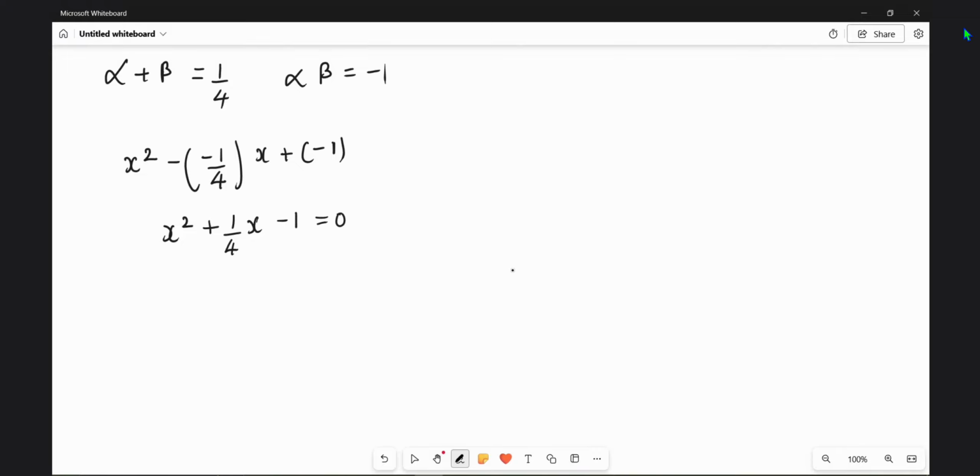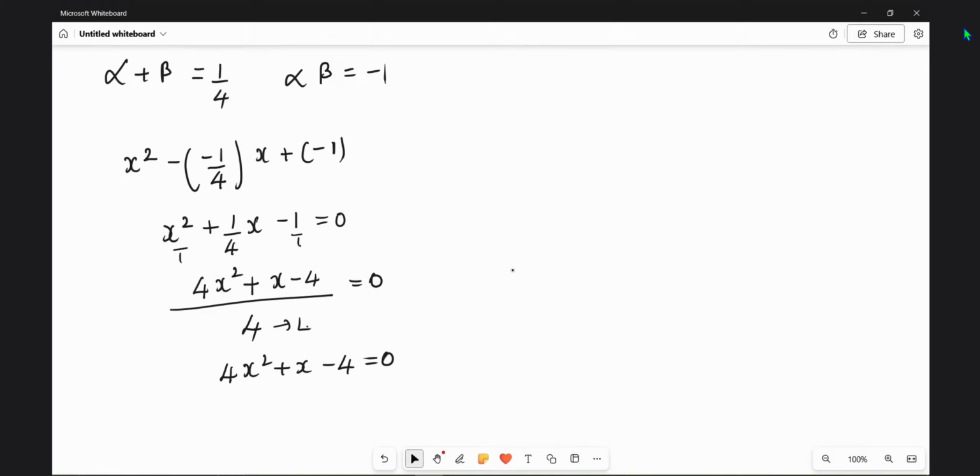You can keep it as it is. Or if I take the LCM for 1 and 4, it will be 4, right? So LCM by the denominator, 4 by 1 will be 4. 4 into the numerator, so you will get 4x square, plus 4/4 will be 1, 1 into x will be x. Then 4/1 will be 4, 4 into -1 will be -4. Now this is equal to 0, so you will get 4x square plus x minus 4 is equal to 0.